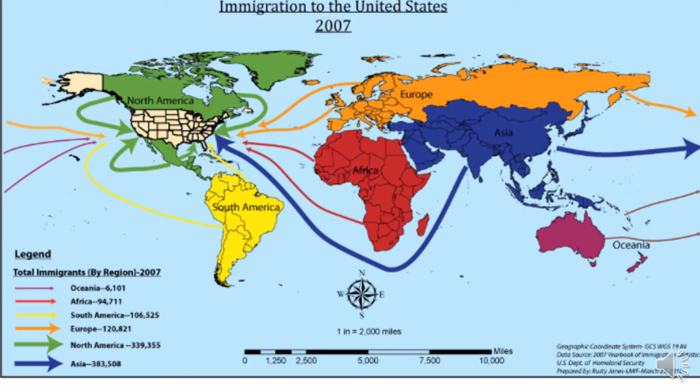Oh, another thematic map. Okay, so look, this tells us the immigration to the United States in 2007, right? So we can read this and say, oh, from South America, 106,525 people immigrated from South America into North America, into the United States. Not North America, but to the United States specifically. And that's what this map is telling us. Look, from Europe into America, what do we have? Europe, 120,821, right?